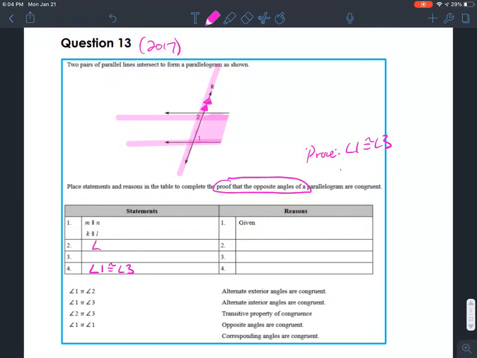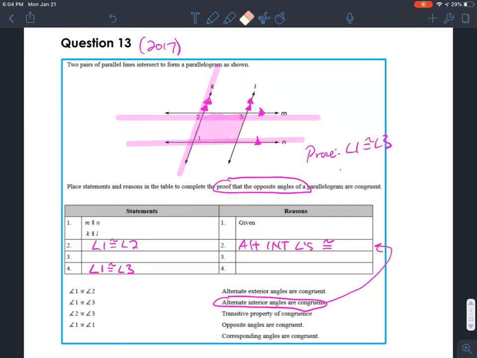Well, we should know that angle 1 is congruent to angle 2. That's the alternate interior angle theorem. That's not a choice, but this fact is: alternate interior angles are congruent.